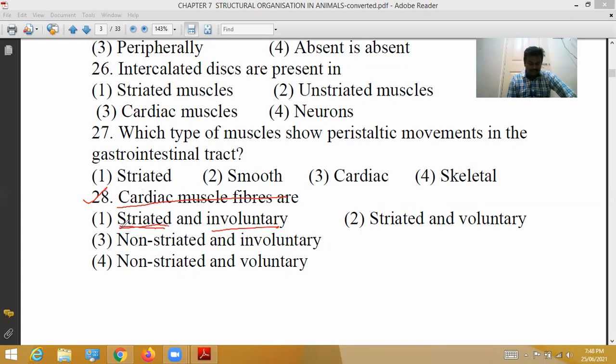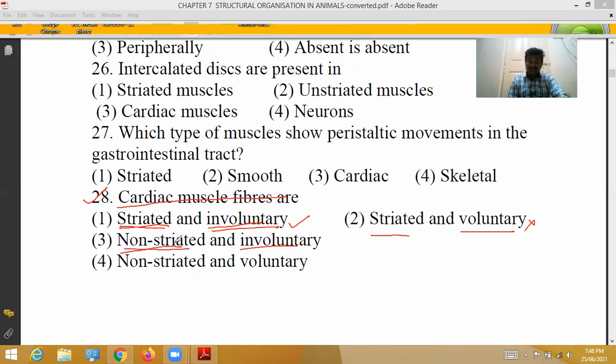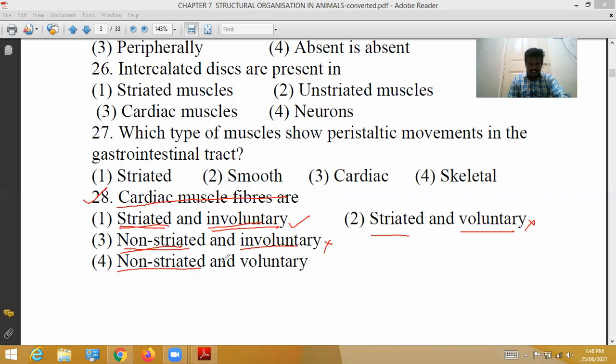So cardiac muscles are striated and also involuntary, because when they undergo contraction and relaxation, we don't know. So the first option is correct. The second option, striated and voluntary, is wrong. The third option, non-striated and involuntary, is wrong since they are striated. The fourth option, non-striated and voluntary, is also wrong. Here, 28th question, correct option is 1, striated and involuntary muscles.